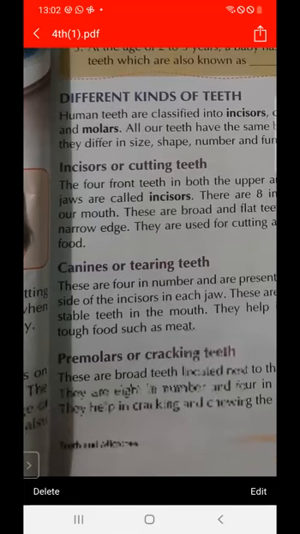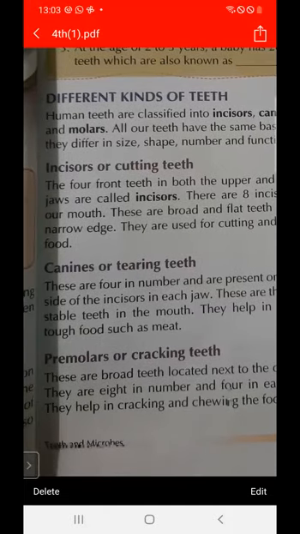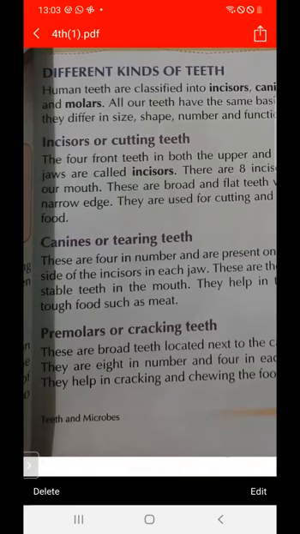Why are canines known as tearing teeth? Because they help us to tear the food, just like meat. And what about premolars? Why are they called cracking teeth? Because they help in cracking the food and chewing the food.